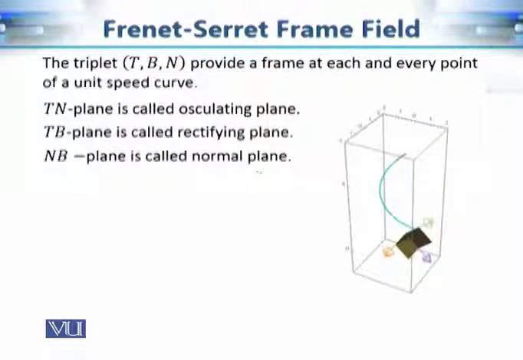Now these unit vectors at each and every point define three planes. The TN plane is known as the osculating plane, the TB plane is called the rectifying plane, and the NB plane is called the normal plane. You can see from this animation that at any given point we have three little planes. You can also observe that at any given point we have three mutually orthogonal unit vectors, and these vectors determine these planes. So this is the first plane, the second plane, and the third plane.